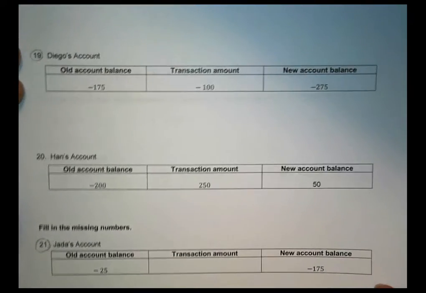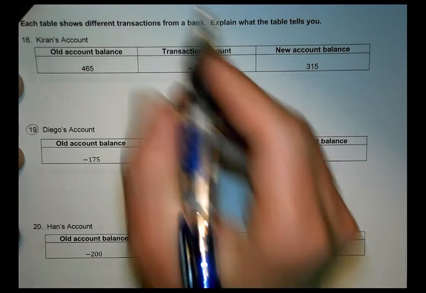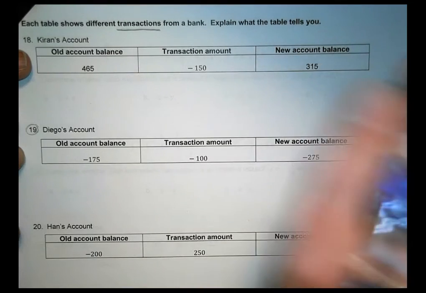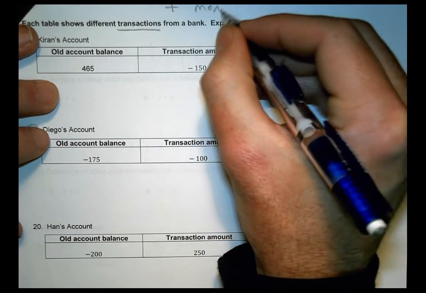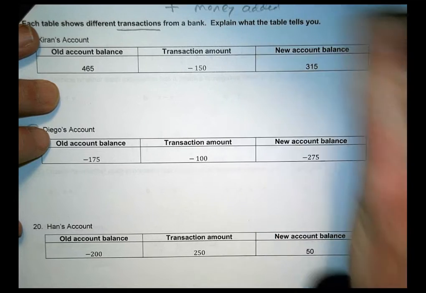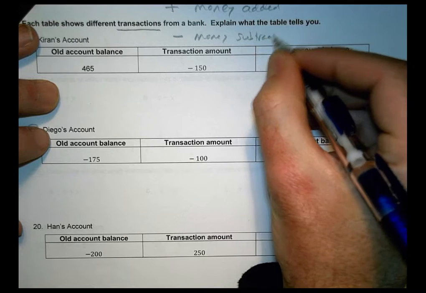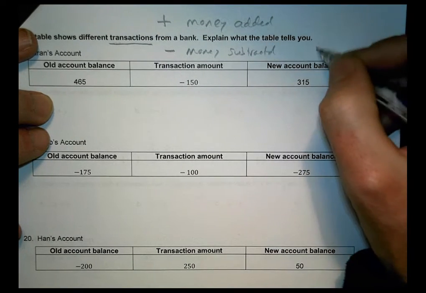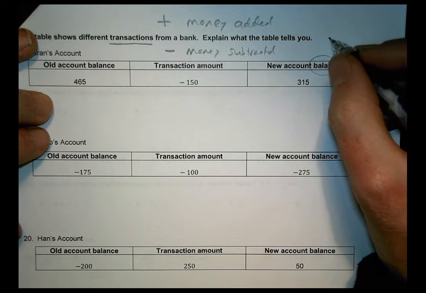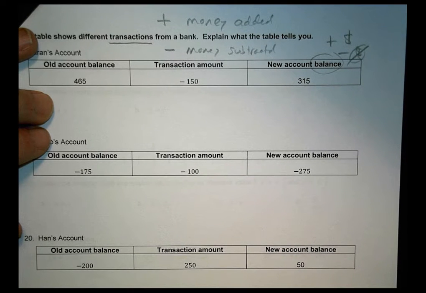All right, I have some bank accounts here for 18, 19, and 20. Little tables, we've done these as well. So we're looking at transactions from a bank. And we talked before about a positive transaction is going to be money added to the account, but a negative is going to be money subtracted from the account. Okay, so that's when it comes to transaction. When it comes to the balance, positive means you have money. A negative balance means you don't have money. You owe money. Not a good thing.